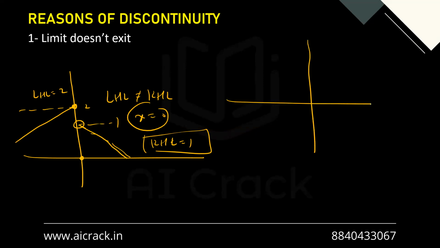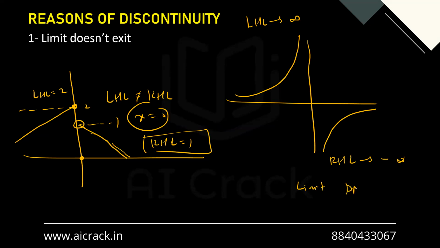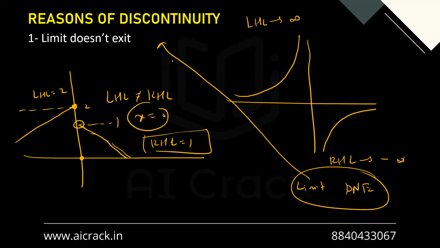The other case would be, let's say the function is defined like this one. So in this case LHL goes towards infinity and RHL goes towards negative infinity, right? In both the cases limit does not exist. So that's why we can say that function is discontinuous.